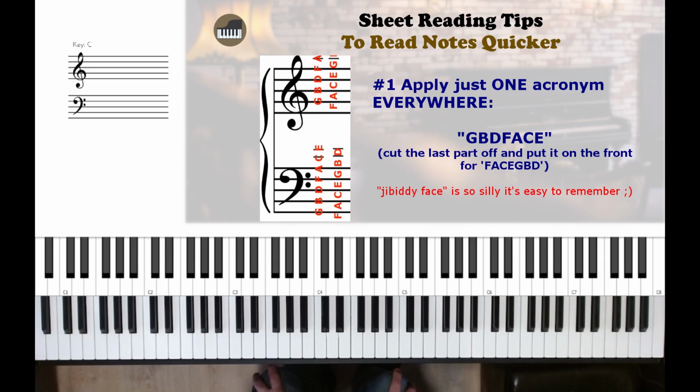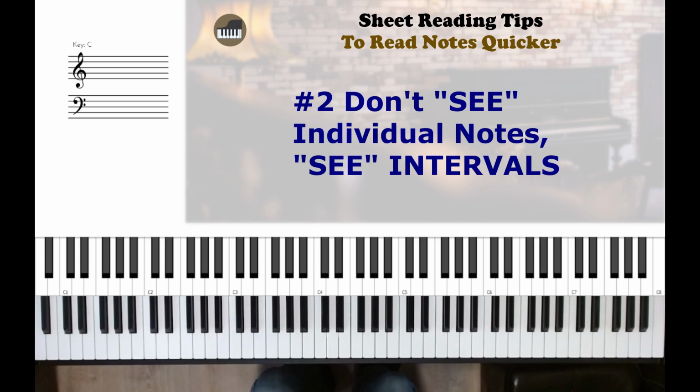And the one rule with that acronym is, if the note that I'm looking at is falling on the lines, then GBDFA is the acronym I use. And if the note is on the empty space between the lines, then I use FACE. And I apply that to both the treble clef and the bass clef. So that helped me.